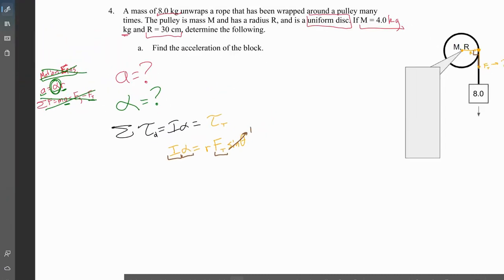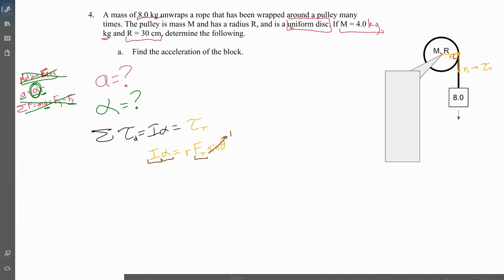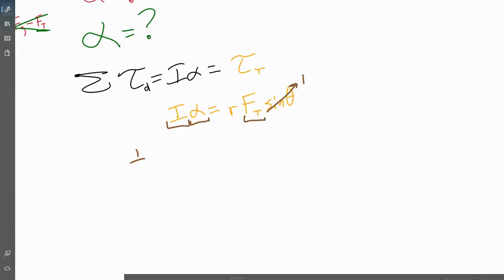Basically, we have this uniform disk. If you look this up, I for a disk is equal to 1/2 mr squared. On any sort of AP test, they'd have to give it to you. So we have 1/2 times the mass times the radius squared, times alpha, is equal to the radius times force of tension.